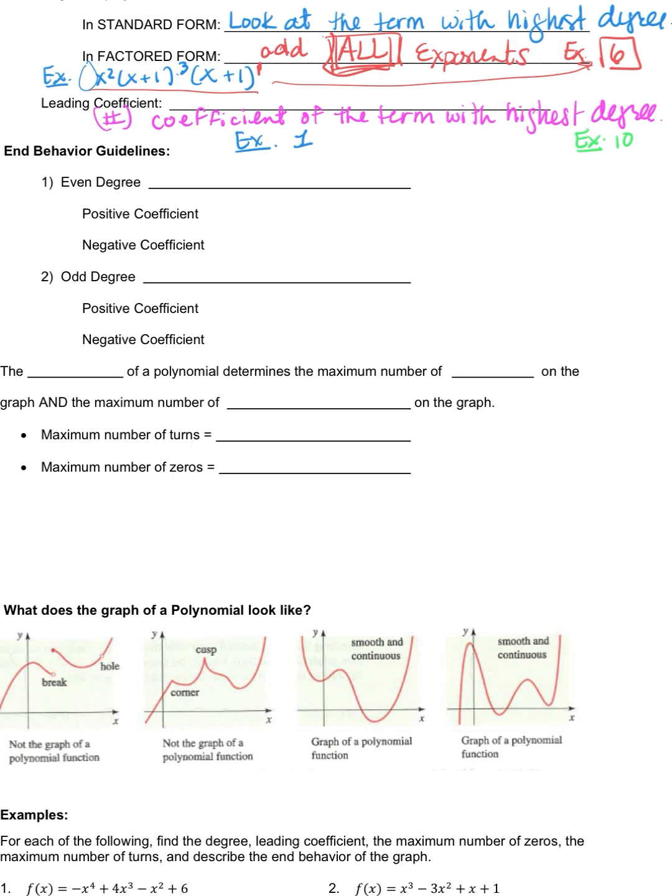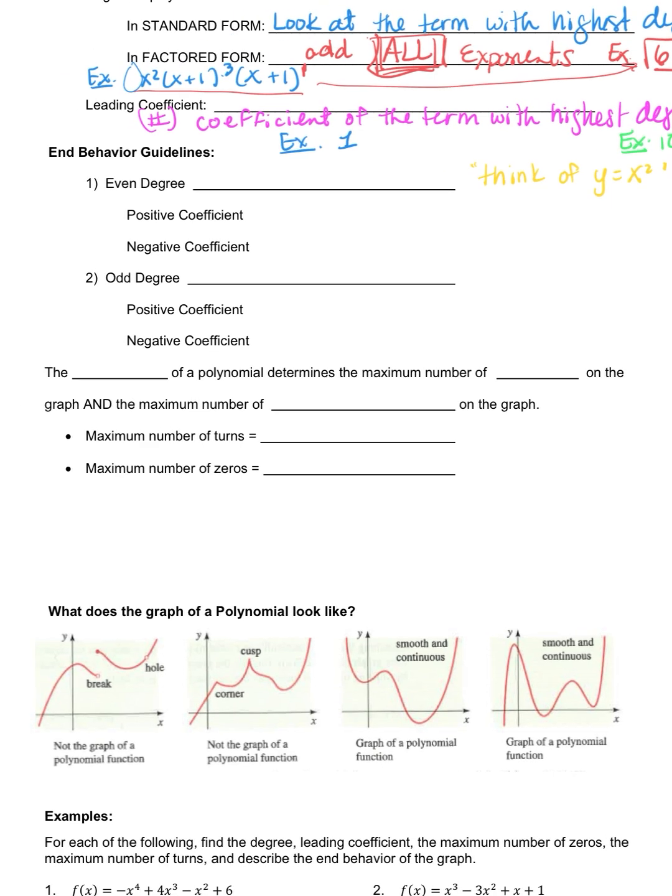So these are literally the end behaviors. Kind of hard on video if you don't get to see my arms, but when you think of an even degree, what I want you to do is think of y equals x squared. So that's a parabola. If you think about the end behavior, both ends will go up. So we know that it's going to look like this.